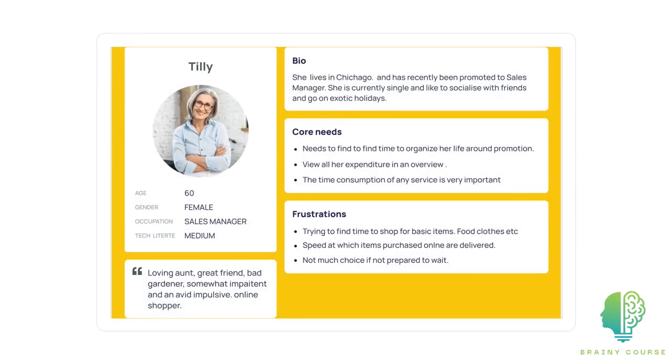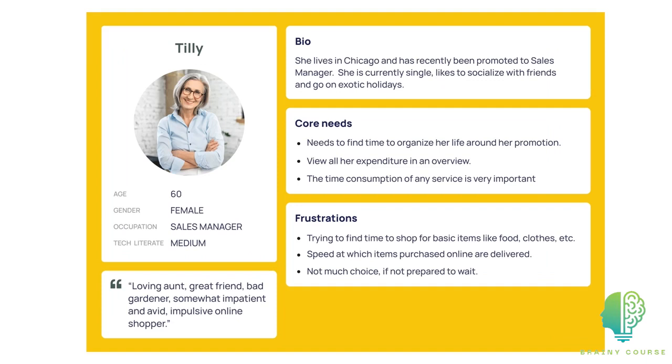At the top, there is a photo, Tilly's name, age, gender, occupation, and technical ability. Next, there's a one-liner that describes what Tilly does: loving aunt, great friend, bad gardener. On the right, there is a short bio too. Next, there is a core needs section and a frustration section, listing Tilly's goals and describing frustrations as the barriers that are stopping her from achieving those goals. This section reveals that she can get easily frustrated. It's worth noting that this is a light qualitative persona. There are different types, and you can read more about them in the additional resources, where you will also find a link to a persona template created in Figma.